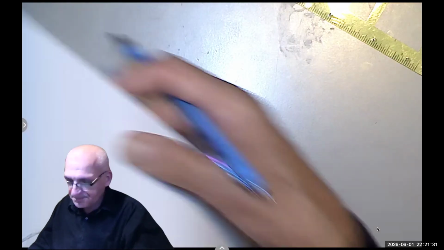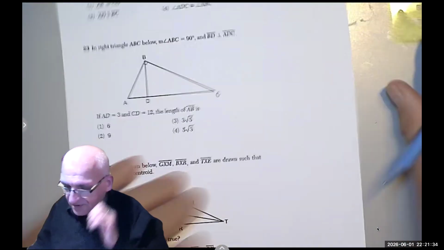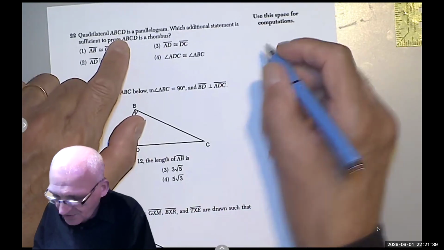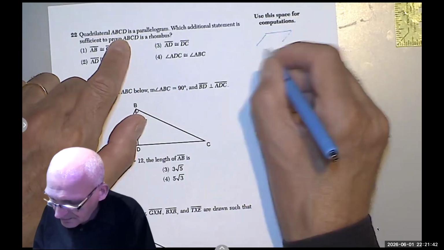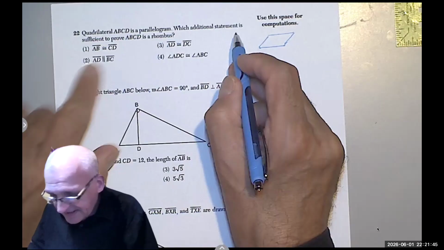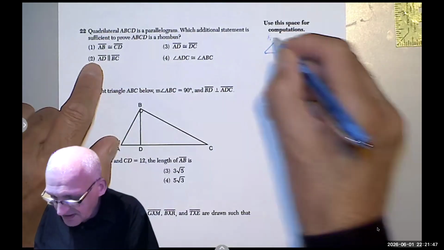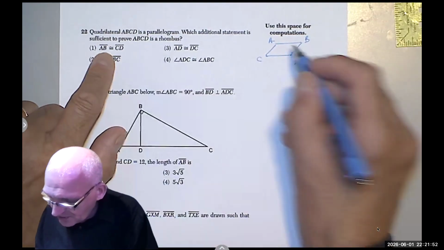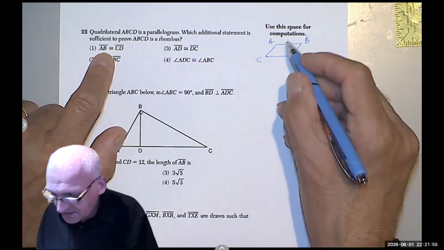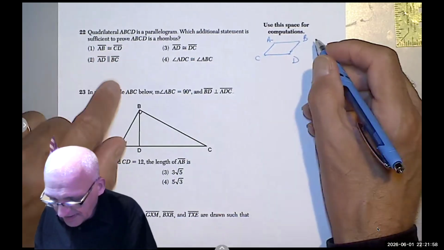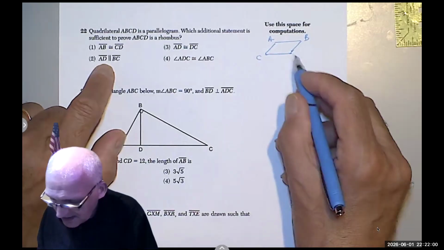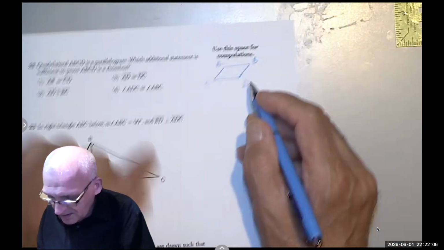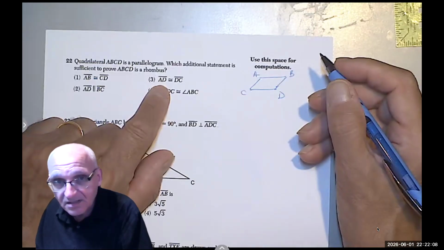The last page. No, yeah, there are 24. Quadrilateral ABCD is a parallelogram. Which additional statement is sufficient to prove that ABCD is a rhombus? AB is congruent to CD. No, that's for a parallelogram, so it's not that. AD is perpendicular to BC. No, that's not a proof because it may be a square.